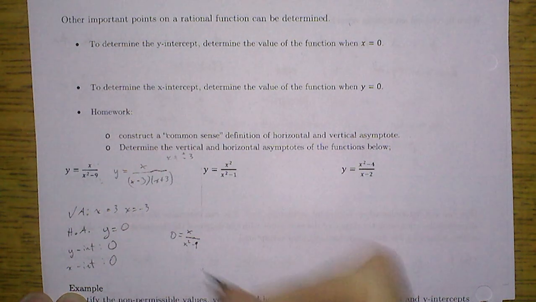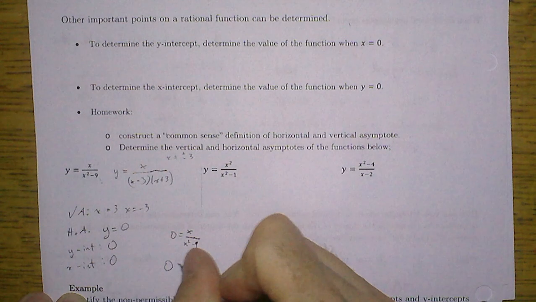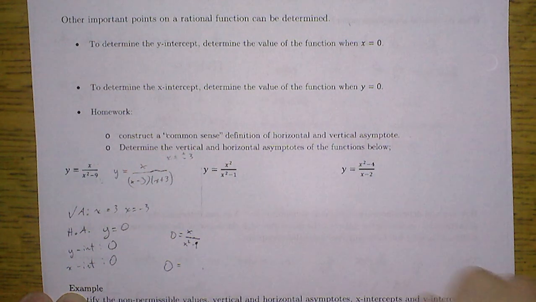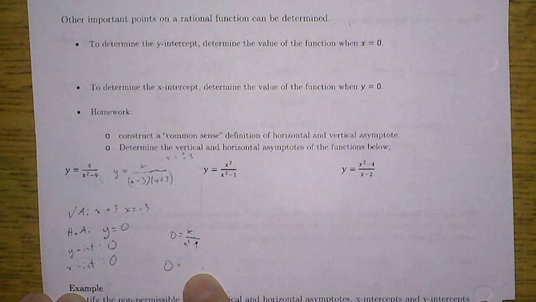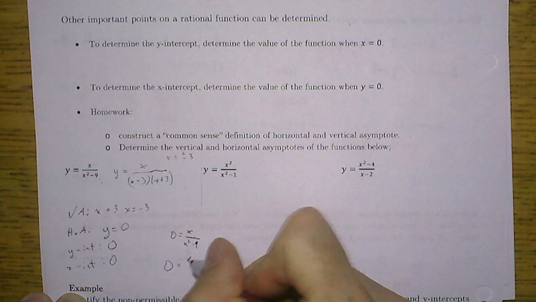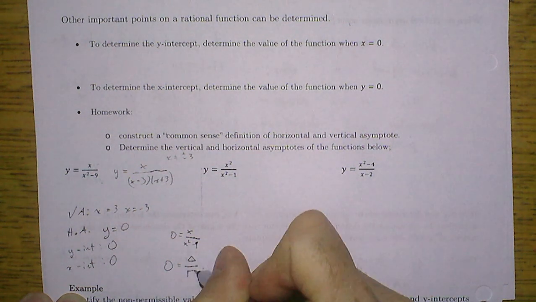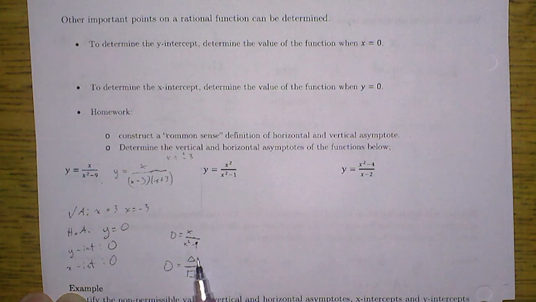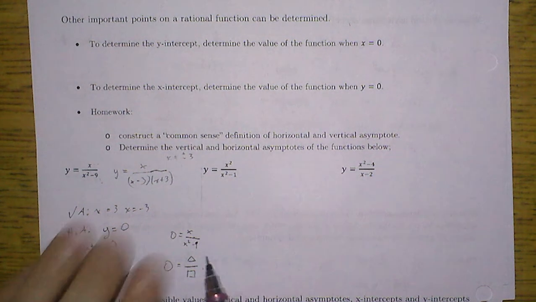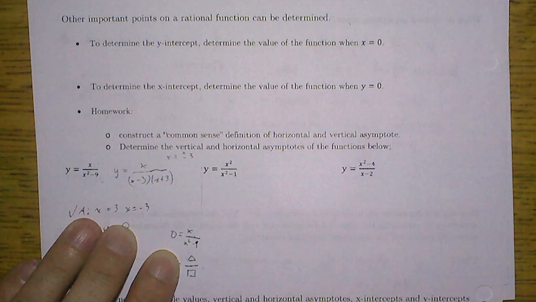So for example here, I like making crazy examples. So if I had some weird equation like 0 is equal to a triangle divided by a square. Now when is a triangle divided by a square equal to 0? Only when the top is equal to 0.